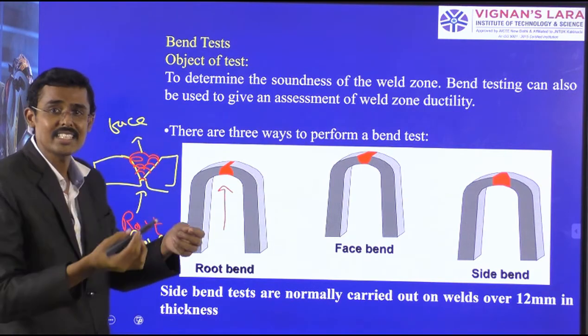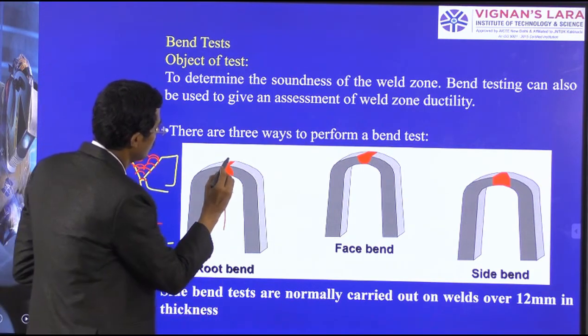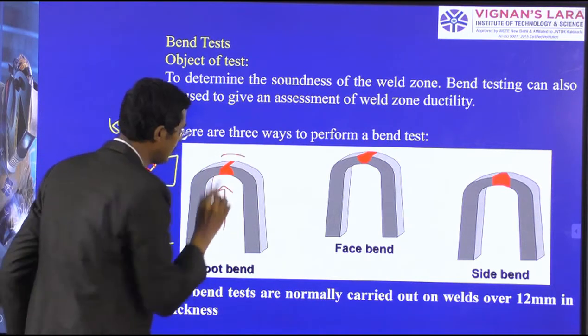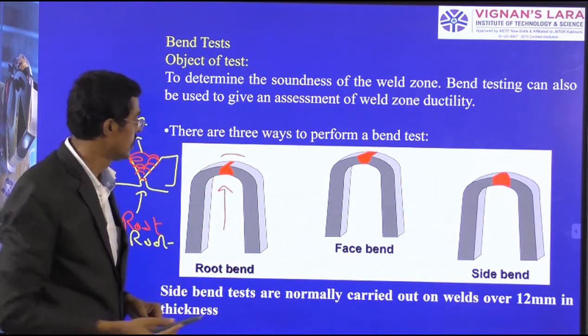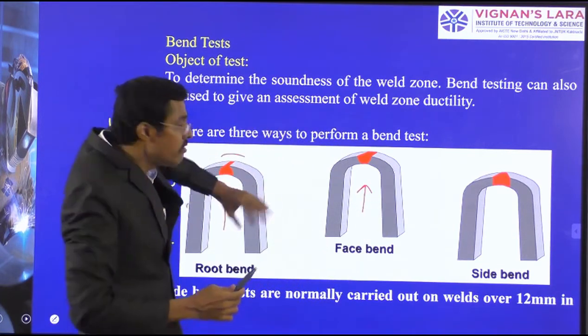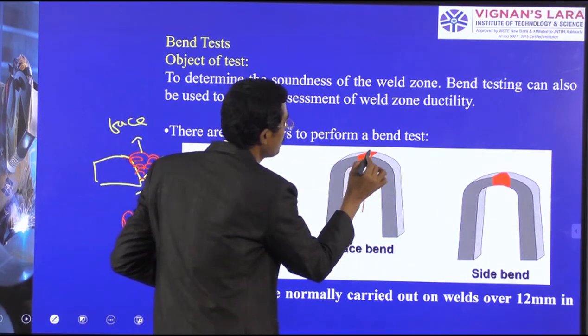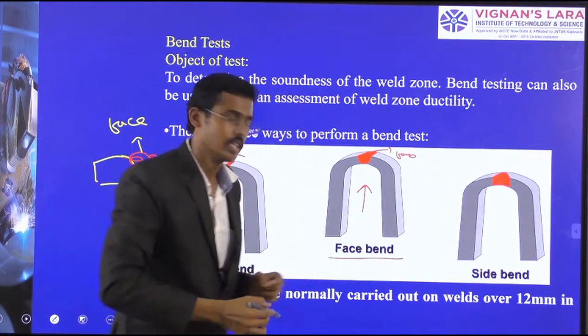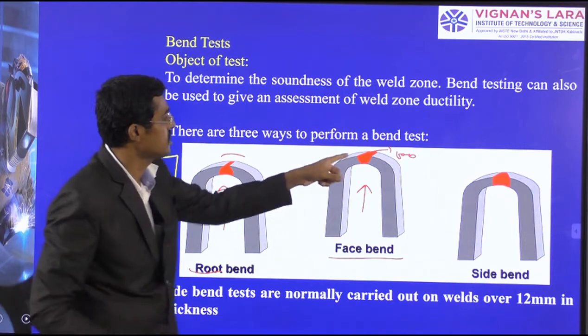So the bending action can be done to elongate the root, so that is for root bending operations. Similarly, I am applying the same load here, but you see it is reversed. Face is on bending, this is the face. So face is on bending. Here the root is on bending, here the face is on bending.